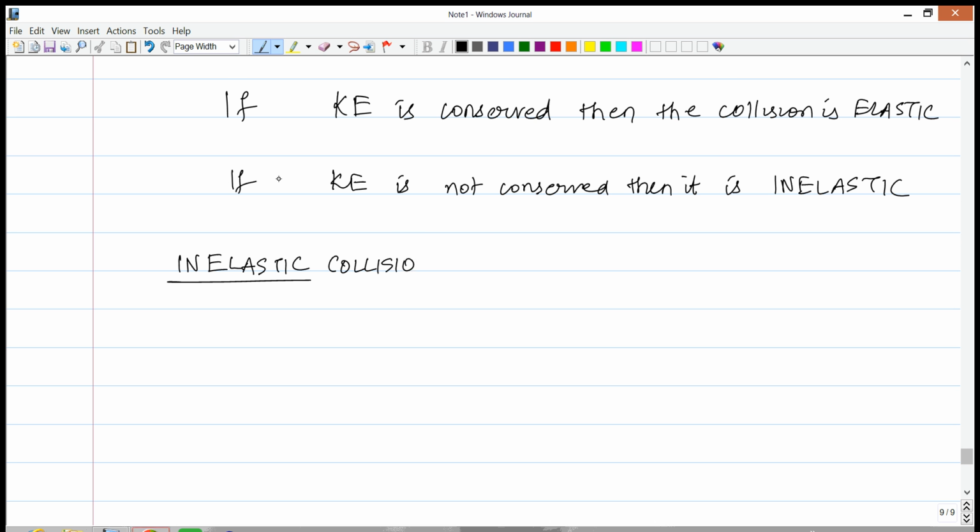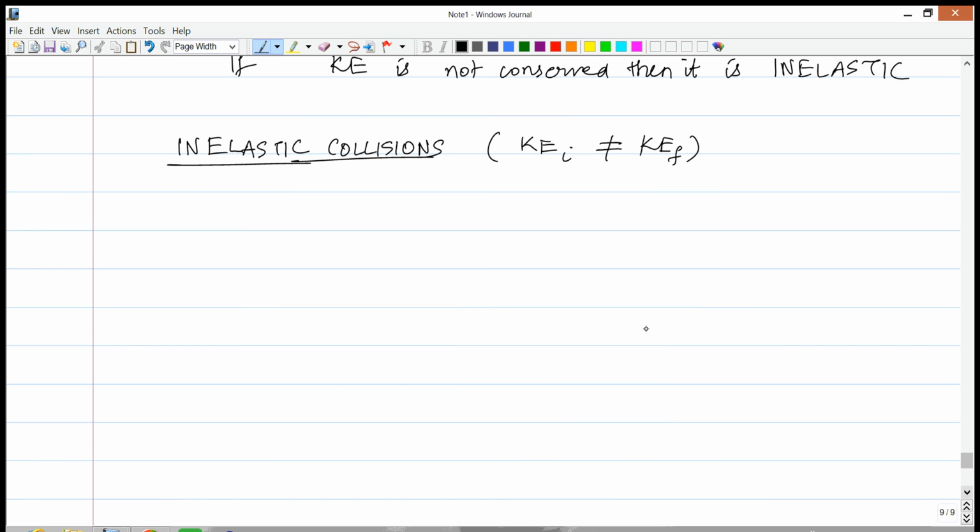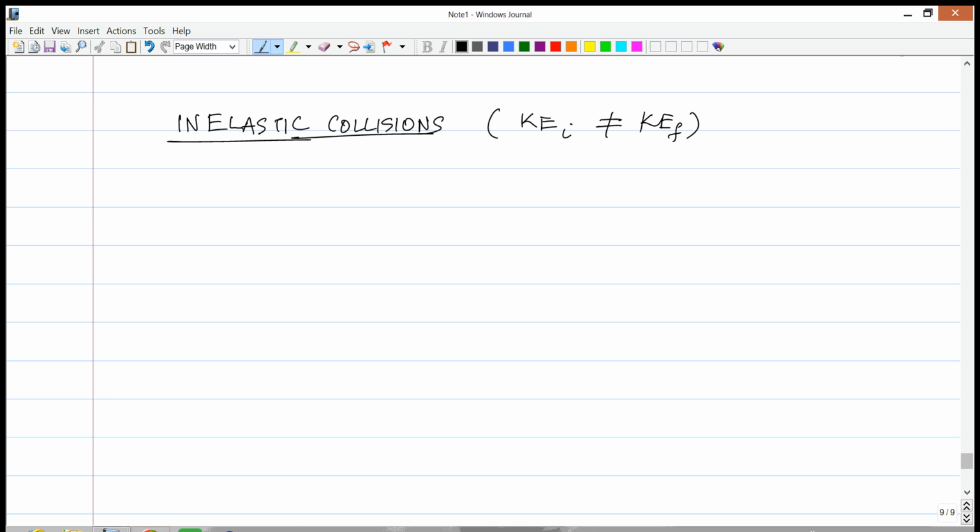So the criterion for a collision to be inelastic is that KEi is not equal to KEf. Now, in problems, most of the time you will not be told whether a collision is elastic or inelastic. One of the questions could be, is the collision elastic? Is it inelastic? So you cannot assume kinetic energy conservation. That's one thing you must keep in mind. If you are not told whether the collision is elastic or inelastic, please make sure that you do not assume kinetic energy conservation.